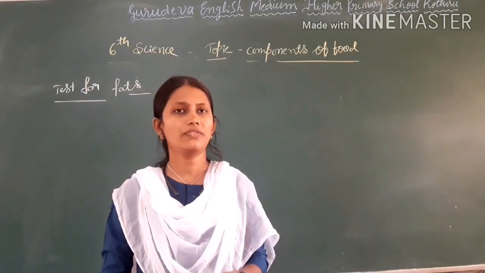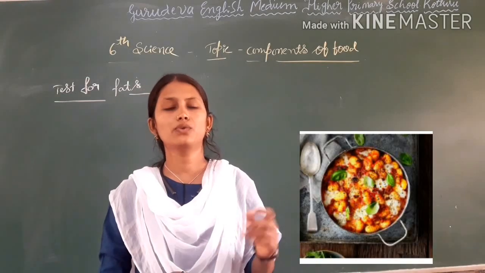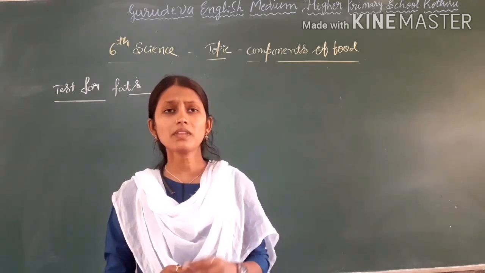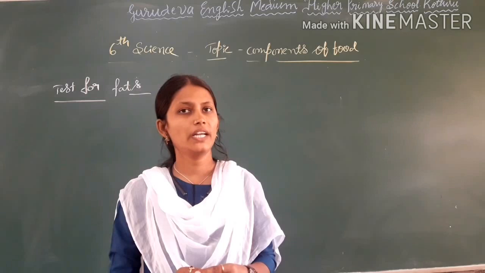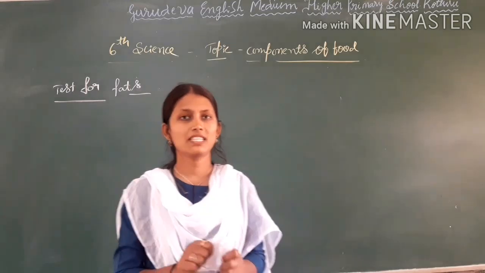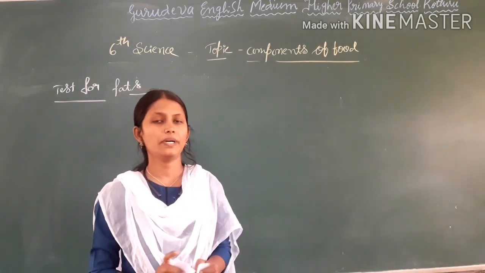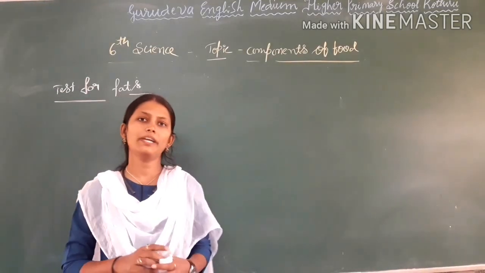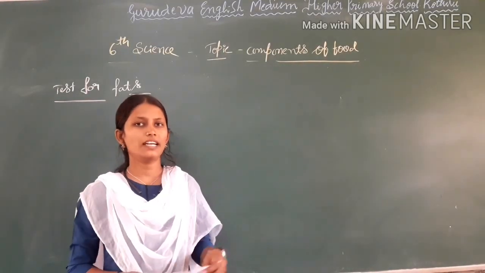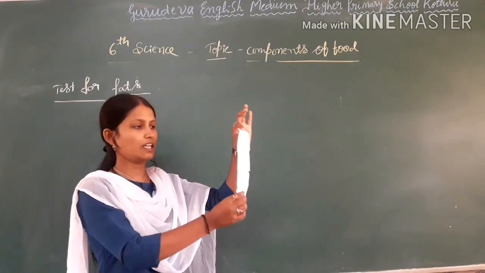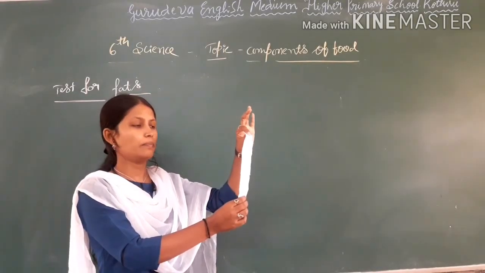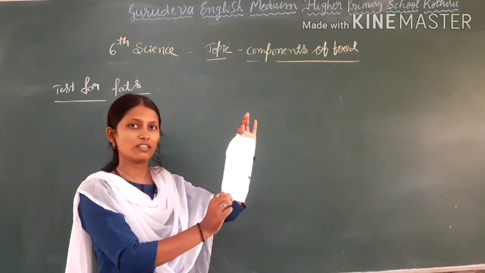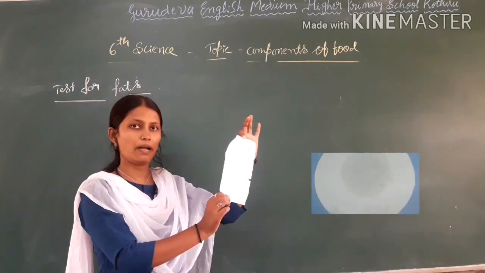Here to test for fats, we need some food items and a piece of paper. Take a small quantity of food item, wrap it in a piece of paper and crush it. Take care that the paper should not tear. Now straighten the paper and observe it carefully. Does the paper have any oily patches?